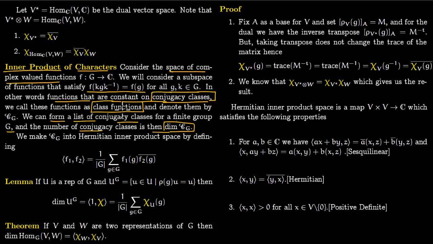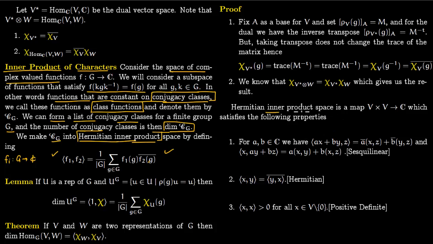So once you have such a class of functions, you can make it into a Hermitian inner product space. By defining these two functions f1 and f2, they go from G to complex numbers, and both of them satisfy this relationship here, then you can form a Hermitian inner product like this. Obviously, since you're landing in C, you can take the complex conjugate and sum it over all elements of the group.